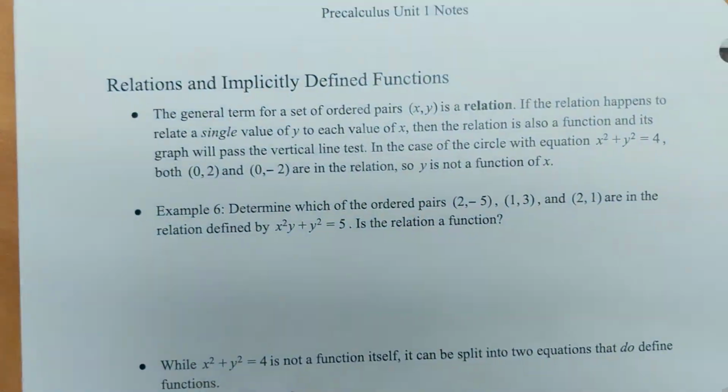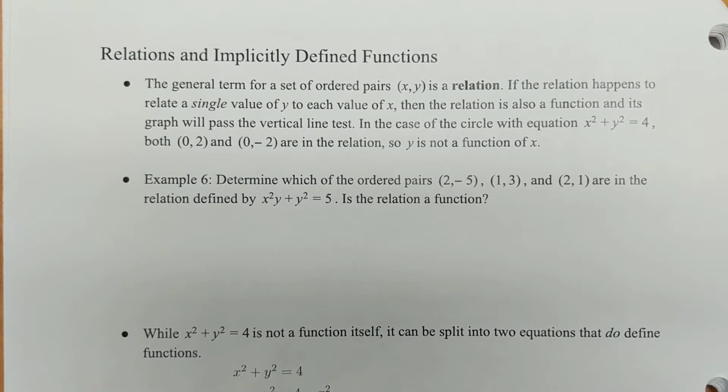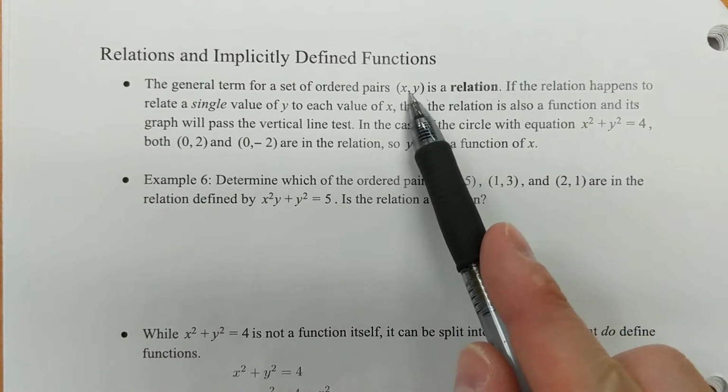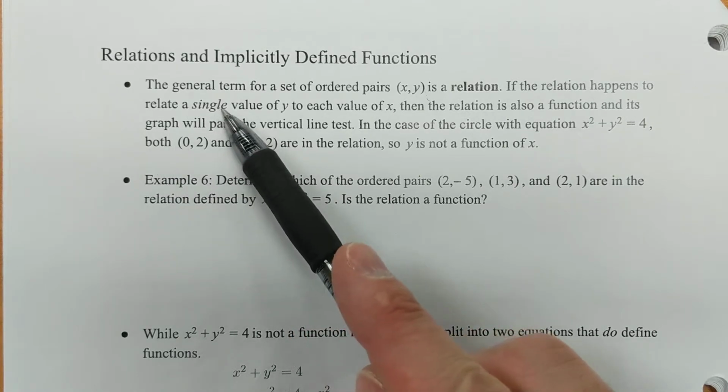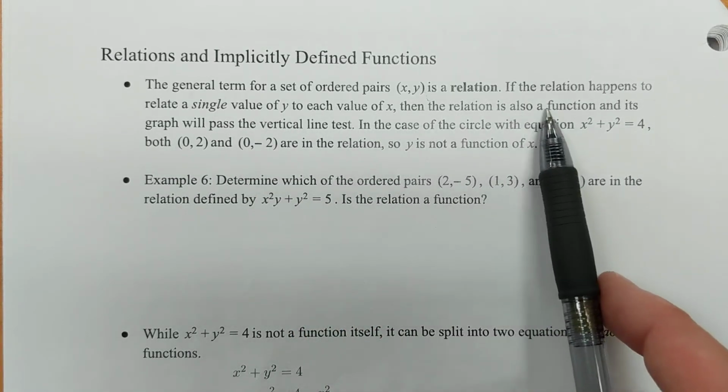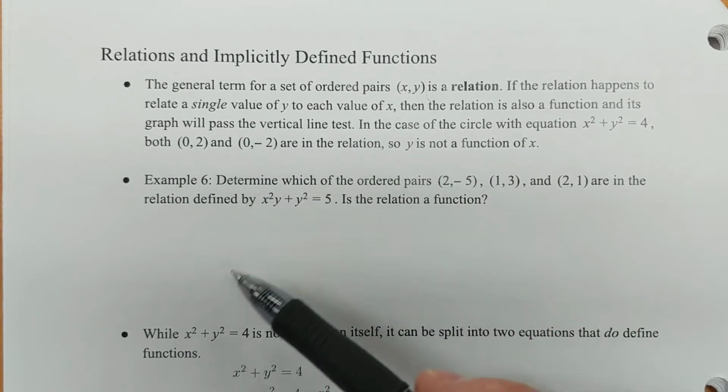All right, and the last topic for this section is implicitly defined functions. If you have a set of ordered pairs (x, y), that's referred to as a relation. If the relation happens to relate a single value of y to each value of x, then the relation is also a function, and the graph will pass the vertical line test.